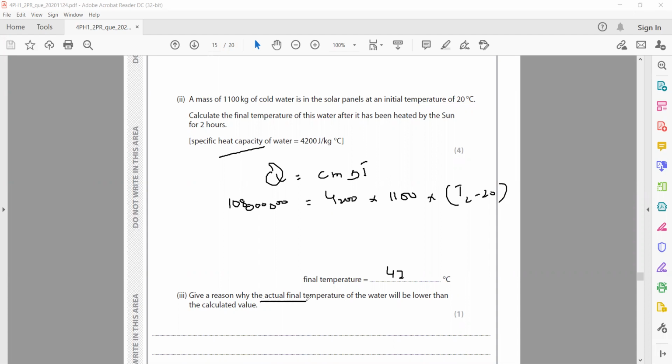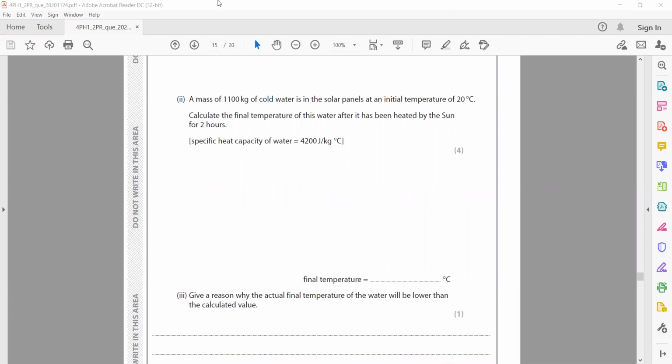Give a reason why the actual final temperature will be lower. Here our assumption is that all of the energy is transferred to the water, but maybe the process is not 100% efficient. Not all of the energy is transferred to the water, so this may lead to a smaller final temperature.